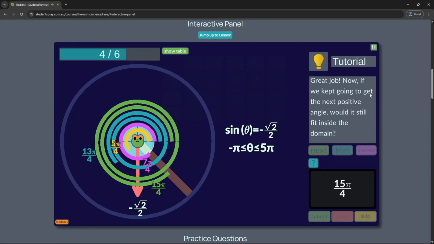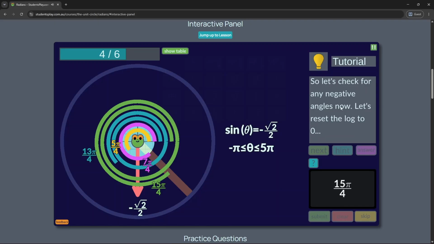Great job. Now, if we kept going to get the next positive angle, would it still fit inside the domain? Okay, so 2 ways to think about it. We've got the 2 rotations to get us to 4 pi, and then an extra pi to get us to 5 pi. We'd have to keep going past that to get to that one. So no, it wouldn't fit. You can also think of it by comparing the numbers. So 13 pi on 4 plus 8 pi on 4 is 21 pi on 4, and that's bigger than the 20 pi on 4, which the 5 pi would be. So, no. So we found all the positive angles.